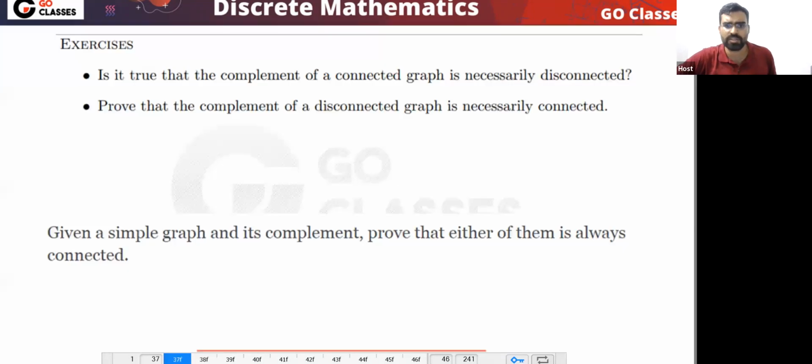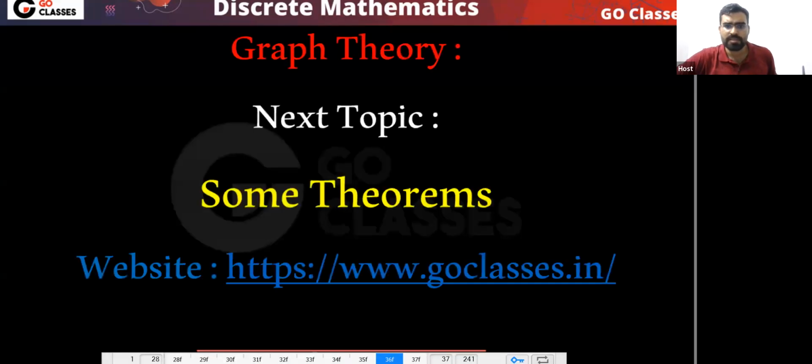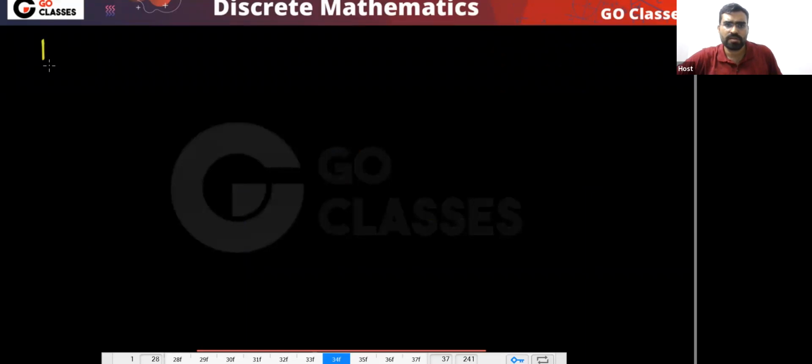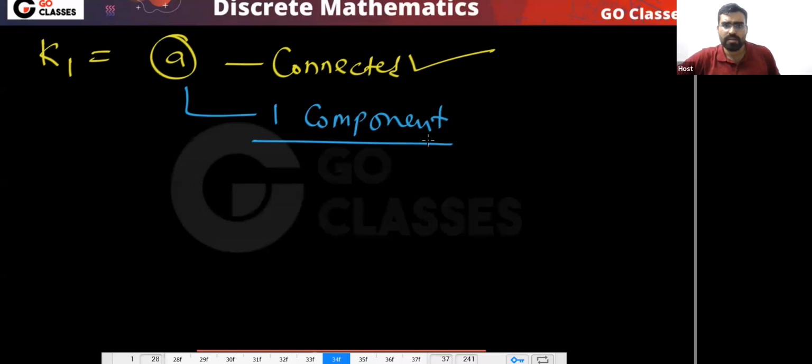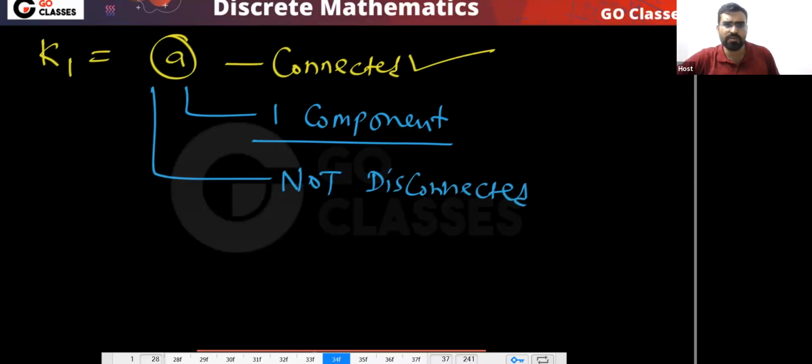Is a single vertex graph connected or disconnected? Please tell me. This K1 means a single vertex graph. This is connected because it has only one component. This is not disconnected. Don't call it disconnected. This is a connected graph because you have only a single component. This is the definition of connected.